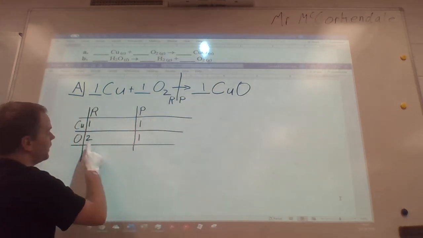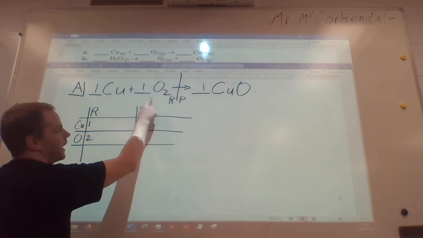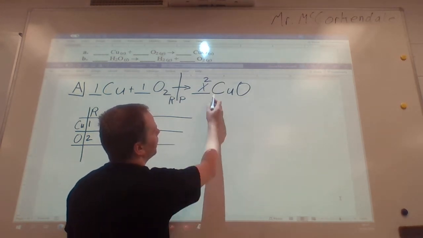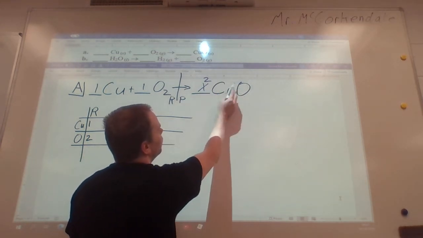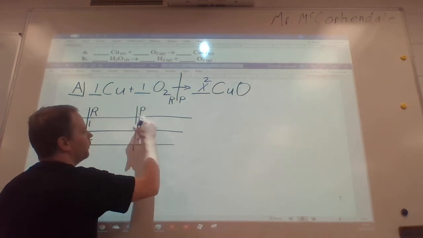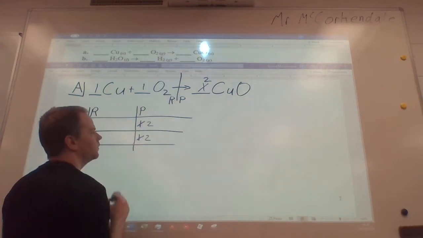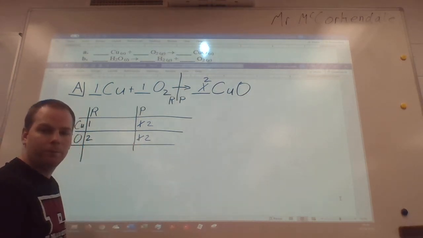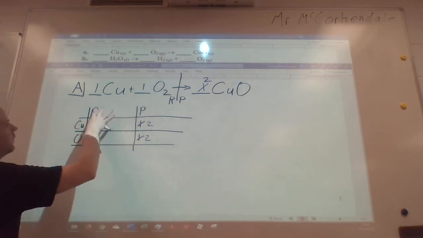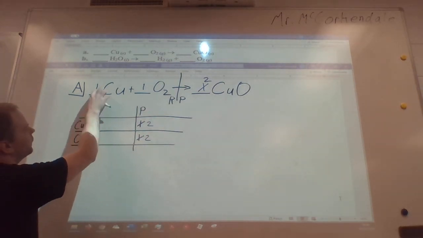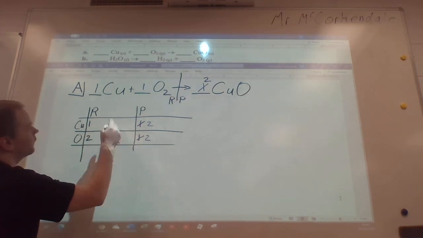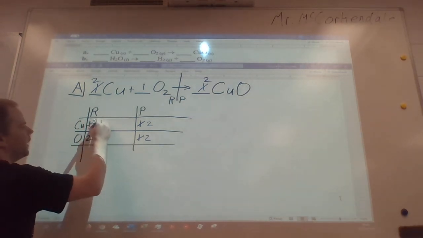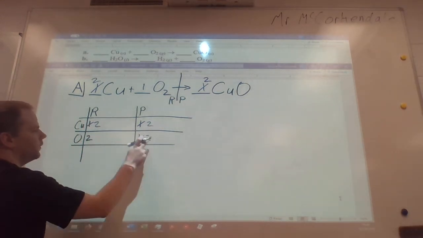Well, we need 2 in order to cancel what's on the reactant side. So if we replace this 1 with a 2, that will give us 2 coppers and 2 oxygens. So both of these will go up to 2, which fixes oxygen, but it messes up our copper. So we need to now go back to the reactant side and find copper, and we need to fix this. Well, a 2 will fix this just as well. And so that's going to make these 2 the same and these 2 the same.